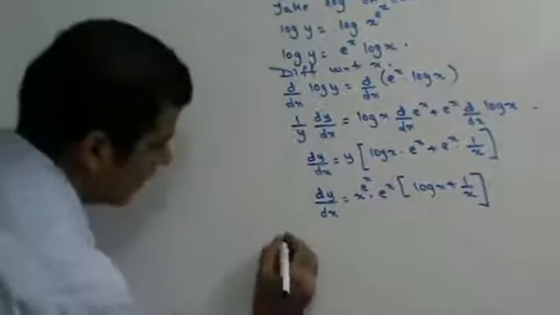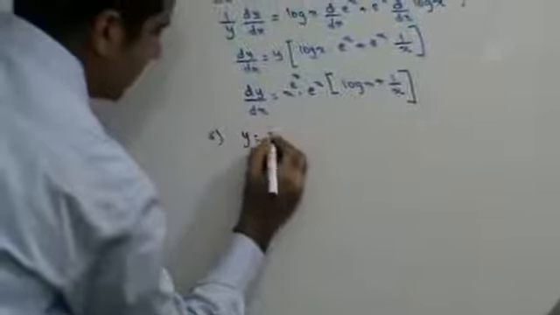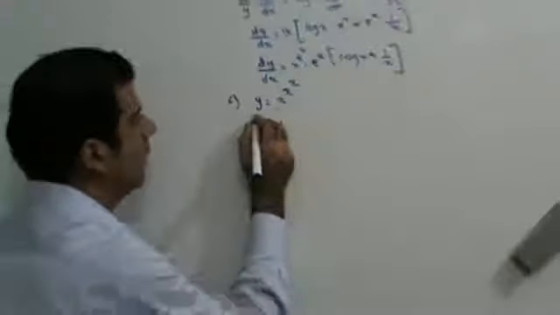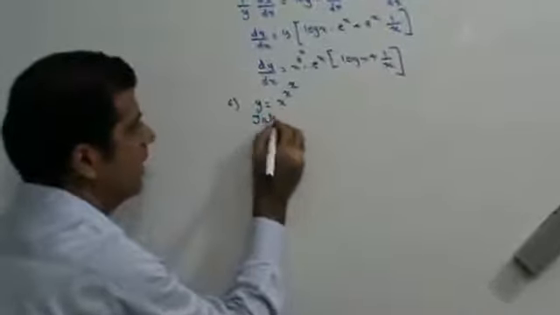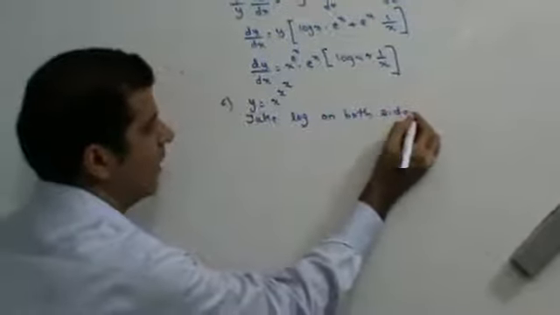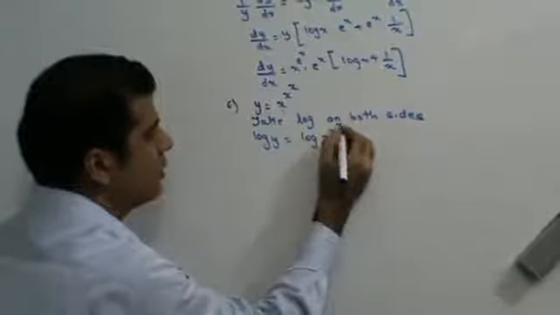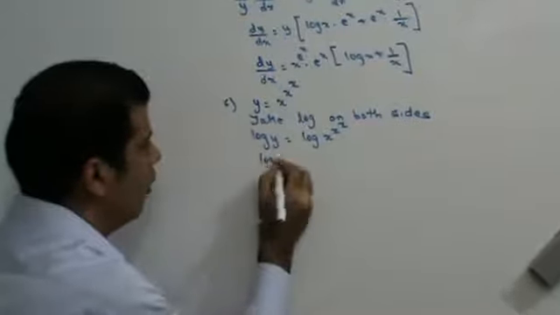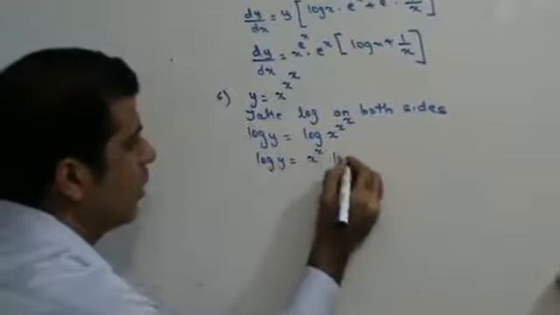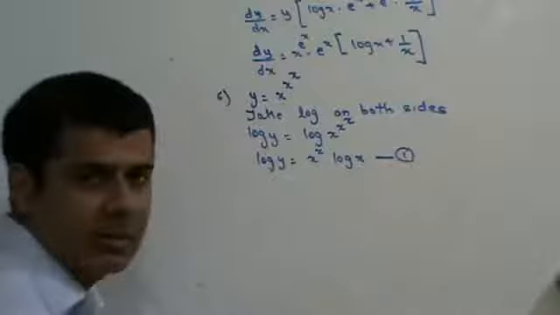Fine. Let's see another sum, guys. Y is x raised to x raised to x. There's a variable in the index. Take log on both sides. If I take log on both sides, I'll get log y is log of x raised to x raised to x. So I'll get log y is x raised to x log x. Call this equation 1 and leave this here.